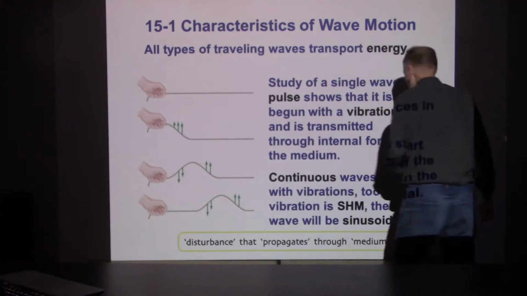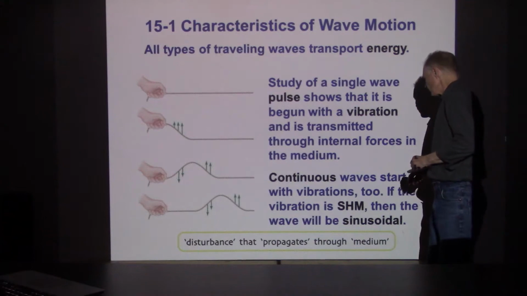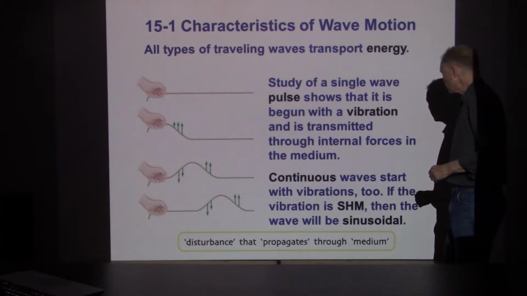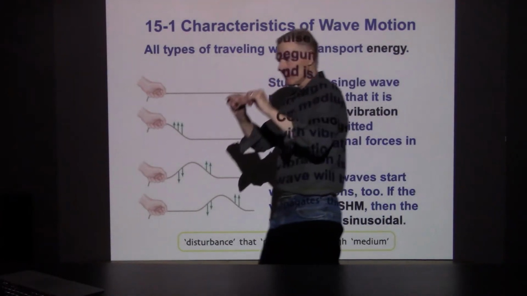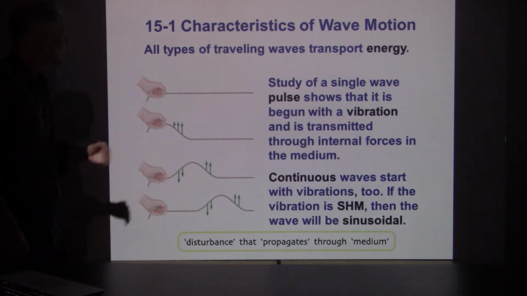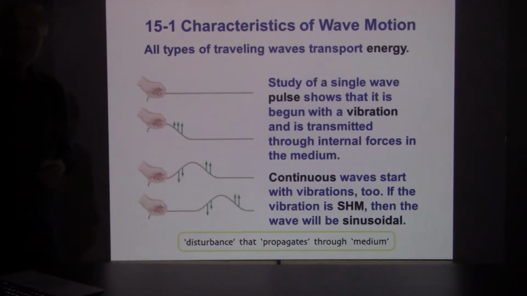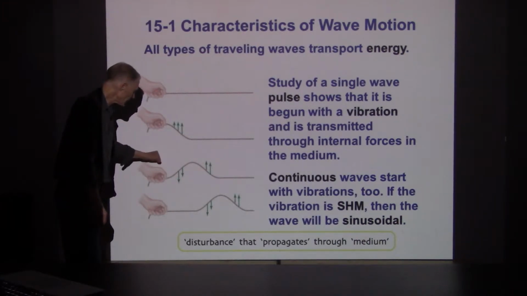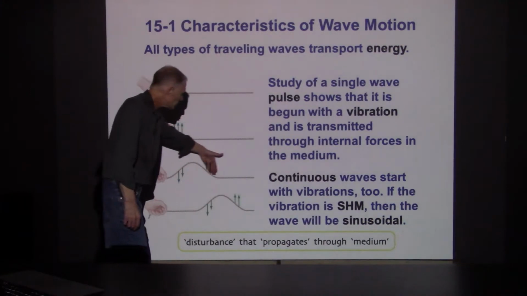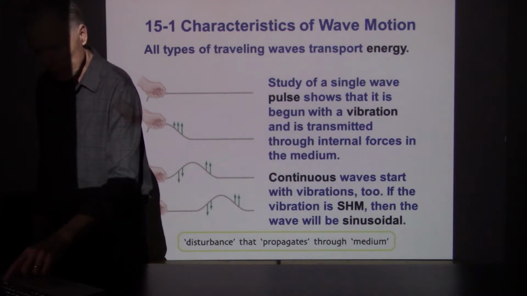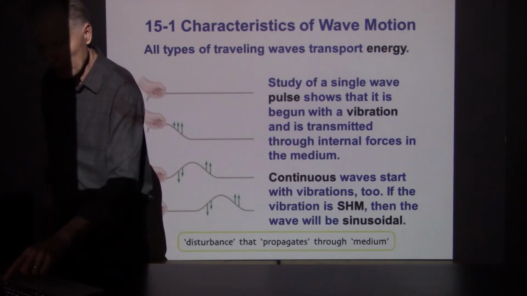Now this is another tie-in with chapter 14. If the disturbance or the vibration is simple harmonic motion, then that means it's going to be periodic and it's going to continue. We're going to have a series of pulses, and if it looks like a sine or a cosine function, then the propagating wave will have that shape of a sine or a cosine. Whatever the pattern of oscillation is here, that's going to get projected along the length of the medium. And at the bottom, the disturbance propagates through the medium.